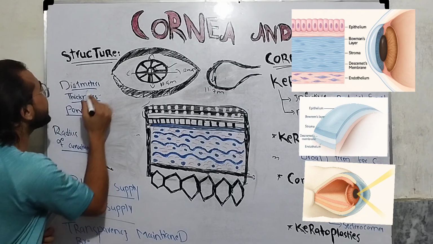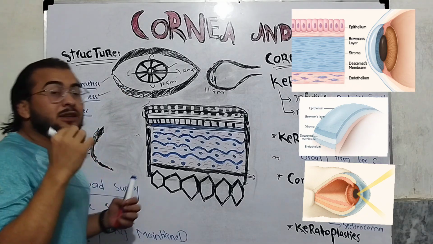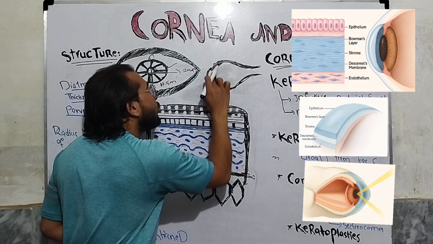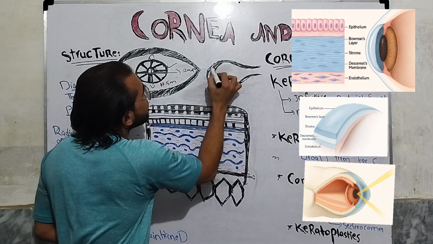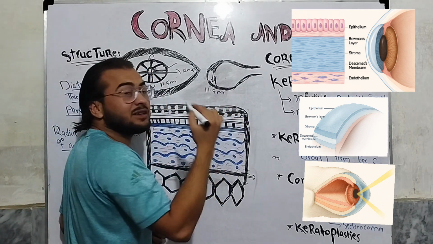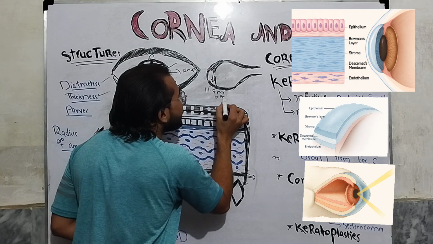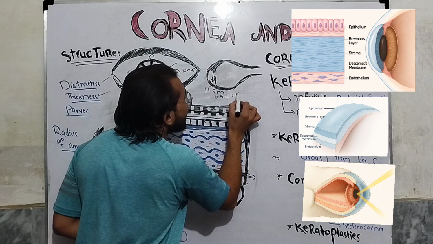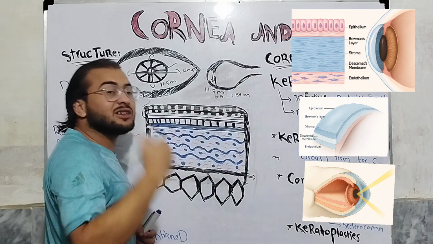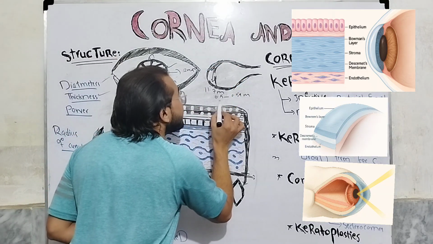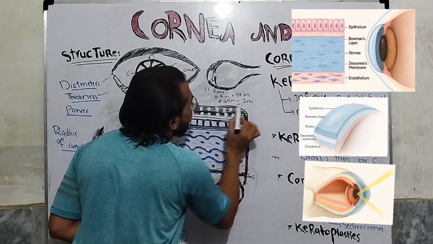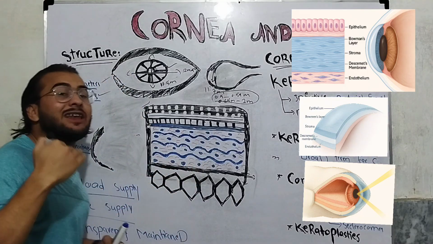Now the thickness. The cornea is thinnest in its center. When we move to the periphery, its thickness increases. In the center, its thickness is from 0.5 to 0.54 millimeter. As we move to the periphery, its thickness increases up to about 0.65 millimeter to 1 millimeter. So the cornea is thinnest in its center.